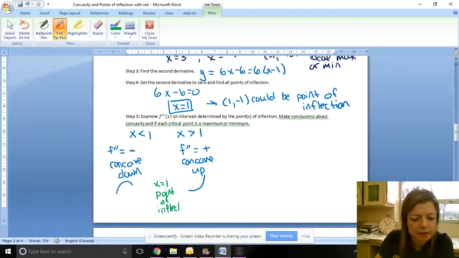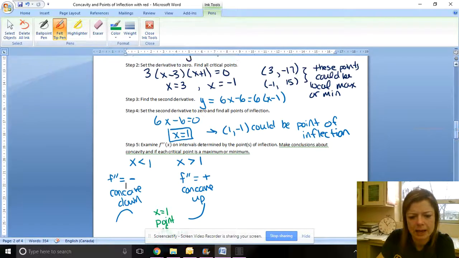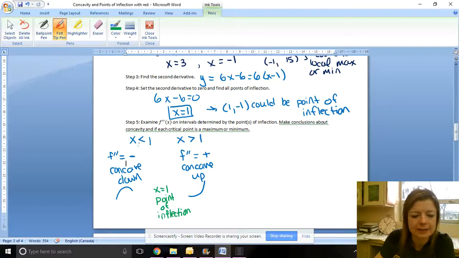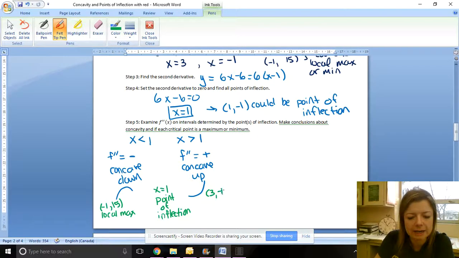Now, what does it also tell us about our critical points? 3 and -1. Well, -1 is an x value that's less than 1. So -1 is in a concave down section, which means that it is a local max. And 3 is larger than 1, so the point 3, -17 is in a concave up section, which means it must be a local min.